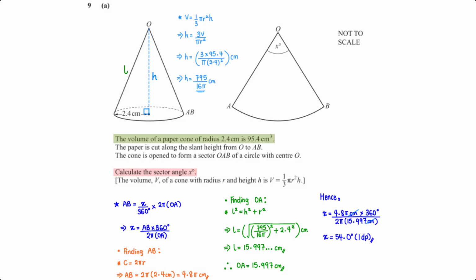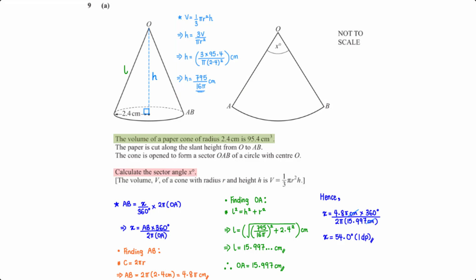Now let's find OA. Remember that the cone was cut along its slant height to form the sector. So the slant height L of the cone is the same as the radius of the sector, which is OA. To get the slant height, we first need to find the height of the cone. We've been given the volume and the radius of the cone, so we can find its height using this formula. When we make h the subject, this is what we have. When we plug in the values of V and r into the equation, this is what we get. When we type this into the calculator, we get 795 over 16 pi centimeters.